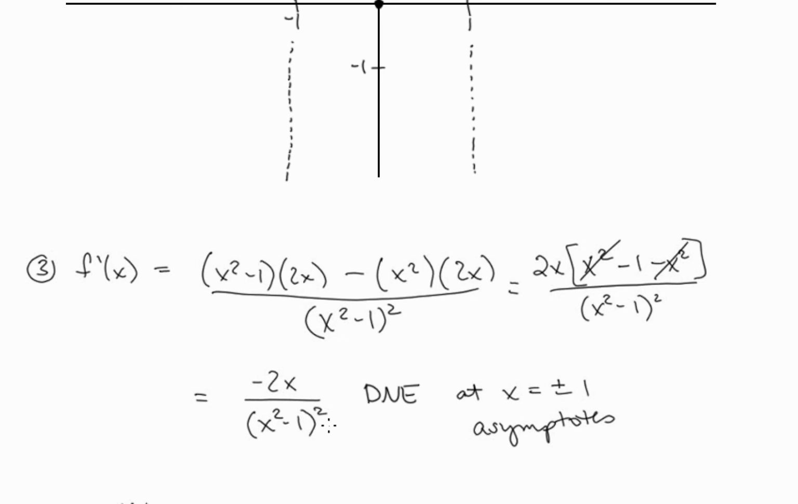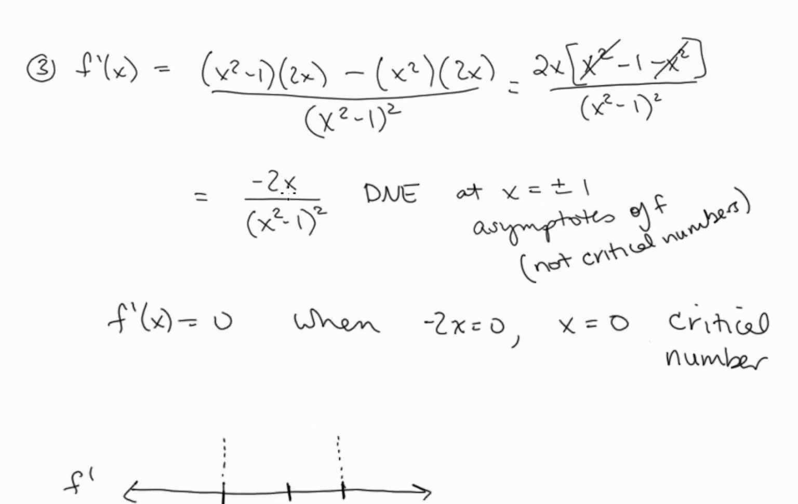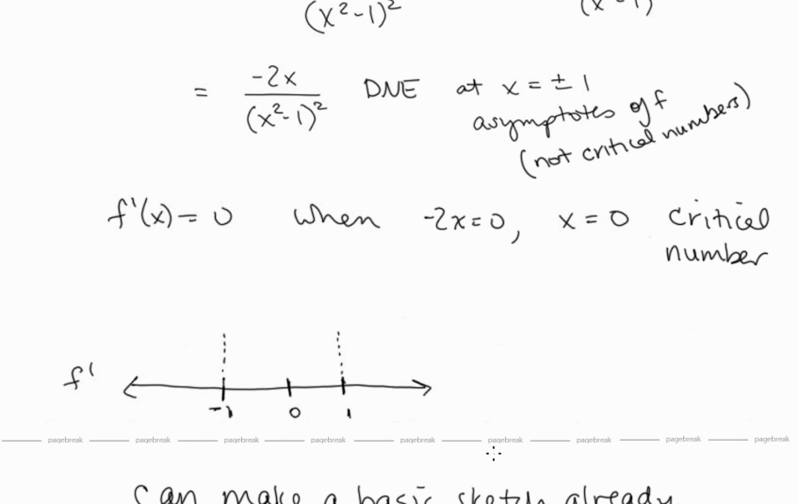Now to find critical numbers, we want to see where this does not exist and where it is equal to 0. We see that this fraction does not exist where the denominator is 0, and that's at x equals positive or negative 1. But these are asymptotes, not critical numbers. They will still, however, go on the number line as we test our intervals. Let's also set this first derivative equal to 0. We notice that happens when negative 2x is equal to 0 or x equals 0. That's a critical number. And so our number line looks like this, so we can test the sign.